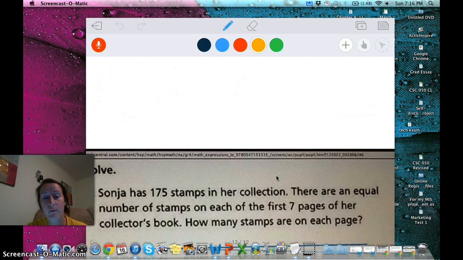Also, you may want to hit the pause button so that this word problem will stay up until you're finished with it, or else it'll go away when the video ends. So go ahead and hit the pause button, and then when you're finished, this is the end of the video.